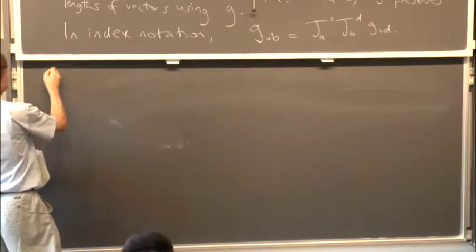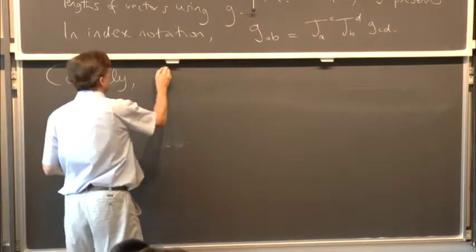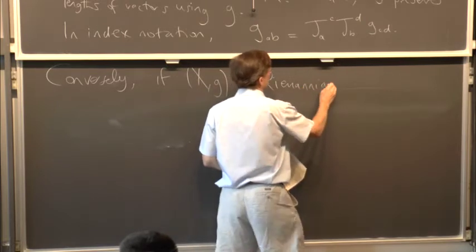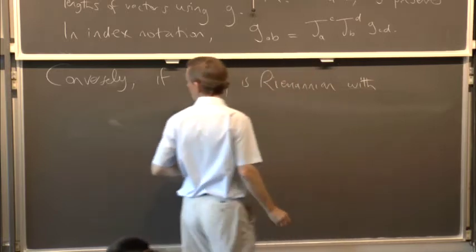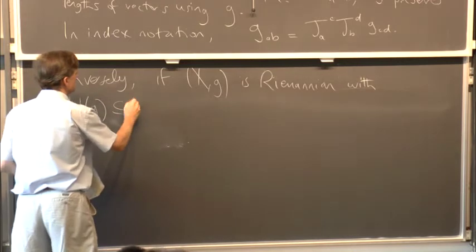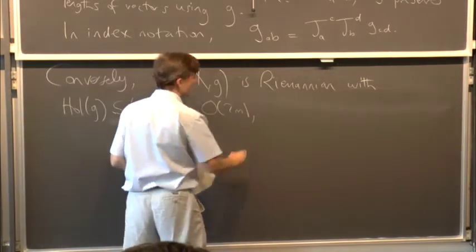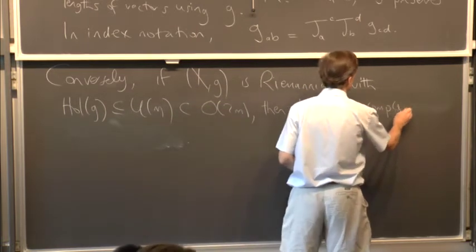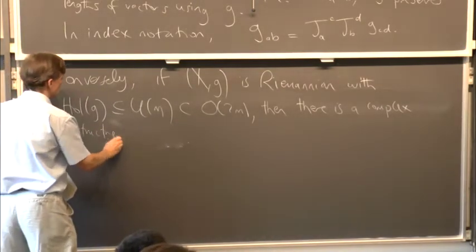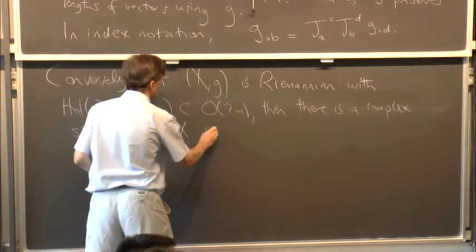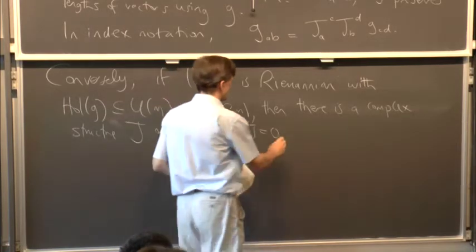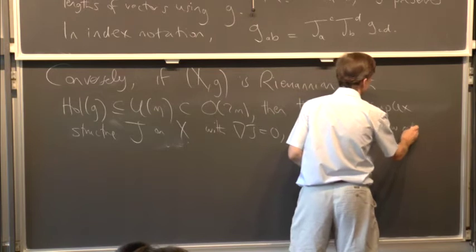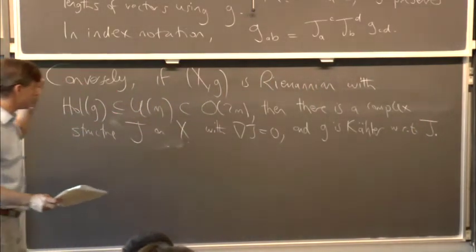Now, as a kind of converse to this proposition, if X and g is Riemannian, with the holonomy group of g contained in U(m) inside O(2m), then, well, there is a complex structure J on X with nabla of J equals 0 and g is Kähler with respect to J. Of course, there might be more than one such complex structure.